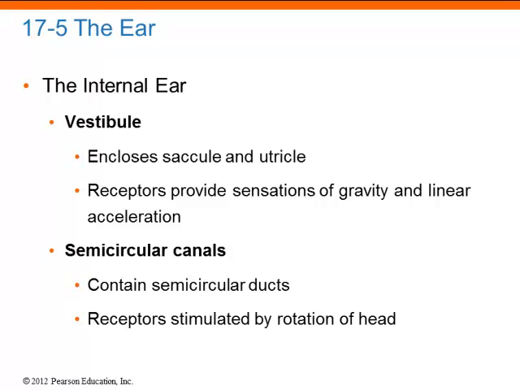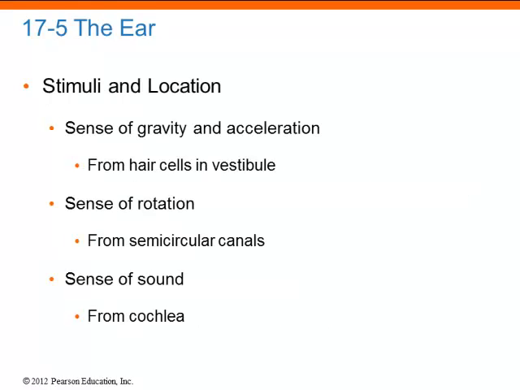So again, the vestibule is the bony labyrinth portion that contains the membranous portions called the utricle and the saccule. The utricle and the saccule each have little receptors for what we call static equilibrium. That's the effect of gravity and acceleration. The semicircular canals contain the semicircular ducts, and they likewise have little receptors, but these receptors respond to rotation of the head. So for the saccule and the utricle inside of the vestibule, we are able to sense gravity and acceleration, and from the semicircular canals we're able to sense rotation.